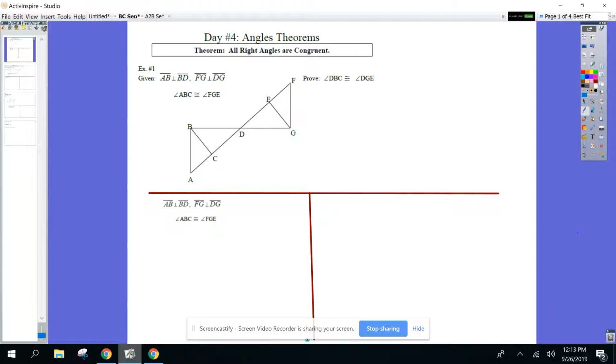So let's take a look at this first one here, where I want to use my first new angle fact, which says all right angles are congruent. So I'm going to give you guys a minute. You know how we start these proofs. Go ahead, statements, reasons, fill in your givens, and mark your diagram.